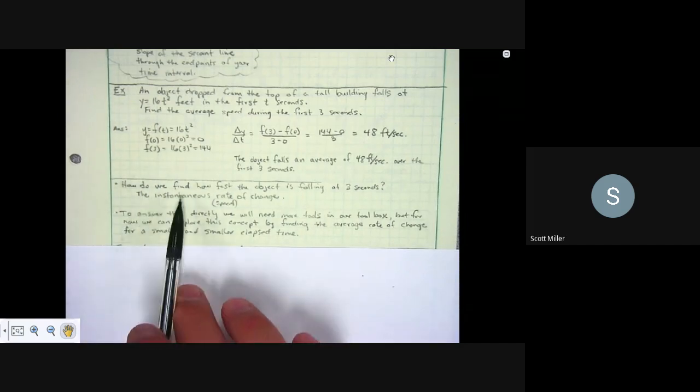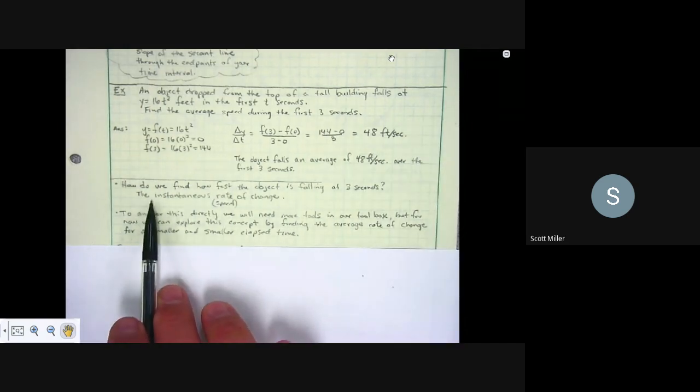So the next question, though, is this. How do we find how fast an object is falling at 3 seconds? This average is over 3 seconds, but I want to know what happens at 3 seconds. How fast is it falling at that instant? And so we get the instantaneous rate of change, or your actual speed at that moment. To answer this directly, we will need to take more tools in our toolbox, but we don't have that for now.